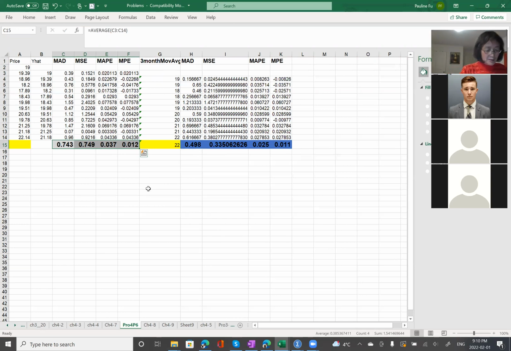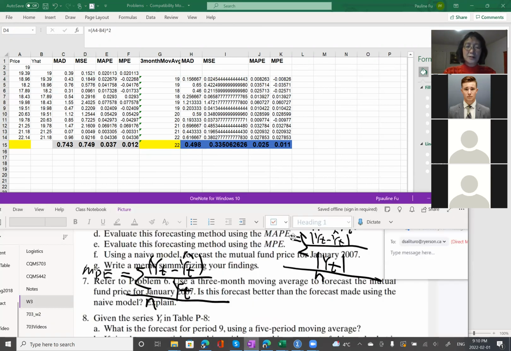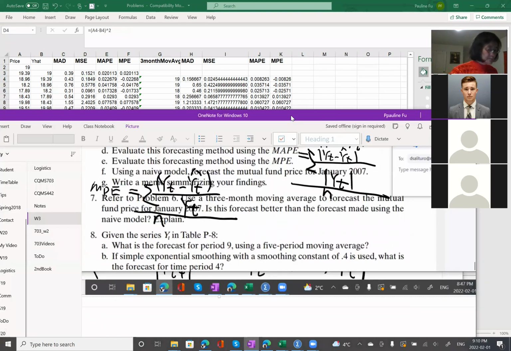Unless I didn't, let me double check my calculation. MAPE, MAD, MSE. So the method is, let me double check, absolute, square. Okay, so that is this question. Okay, question 7.